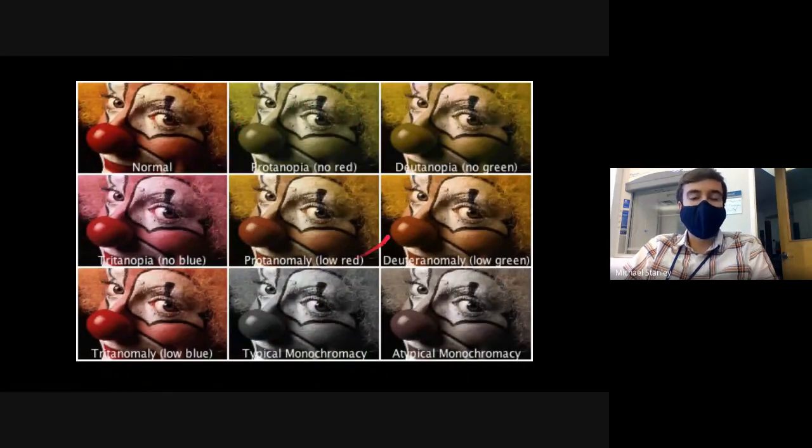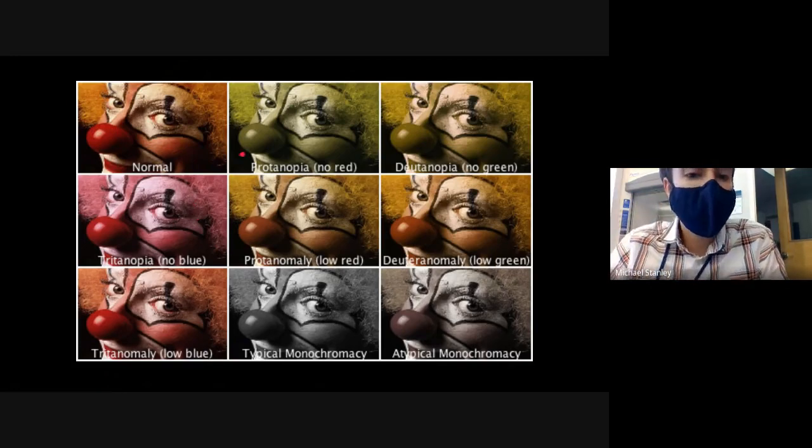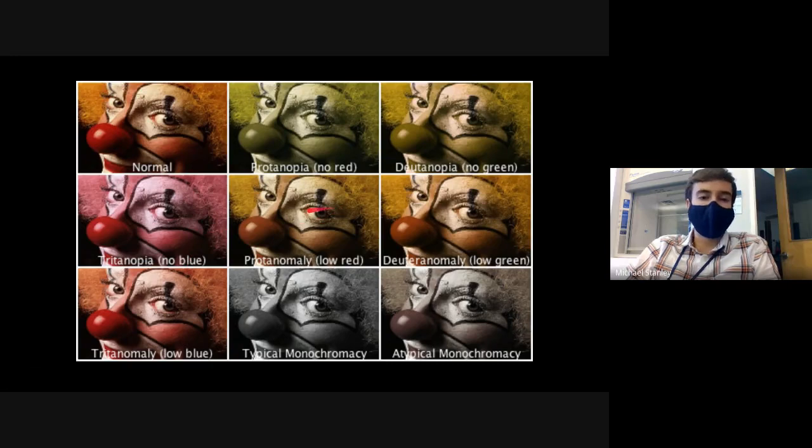And so here's the whole spectrum from normal vision to completely black and white, but usually there's some sort of crossover with the red and the green. Either they can't see red, or they can't see green, or they can't see blue, or there's some sort of mix in between. So regardless, even though they're seeing some of the colors in this original clown image, they're not quite getting everything, right?